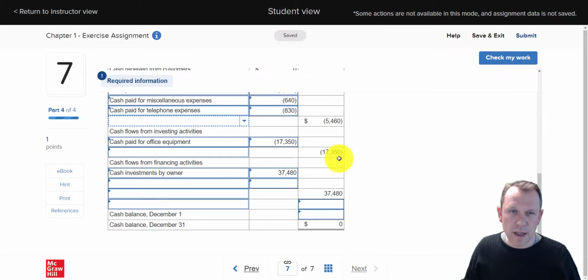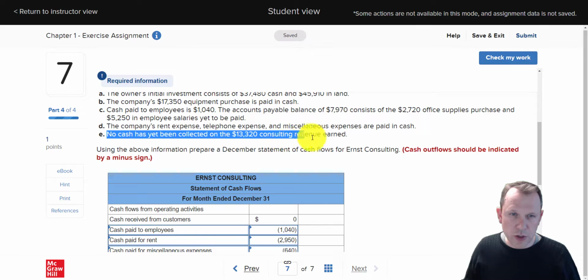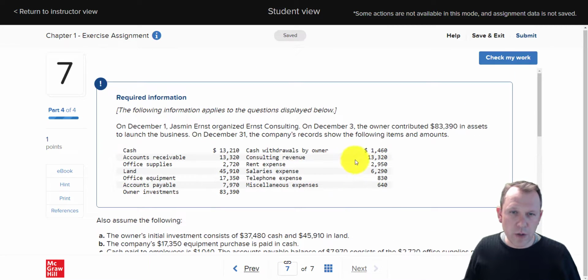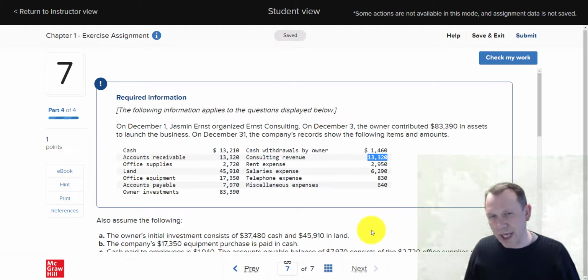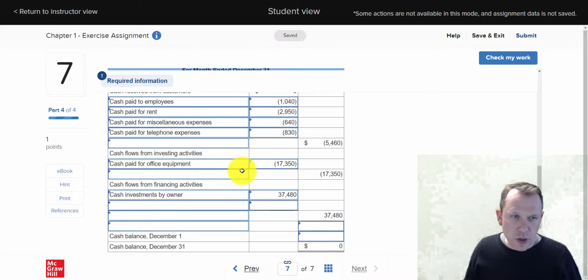Okay. Anything else on this last one? It says right here, no cash has yet been collected on the $13,320 consulting revenue earned. Okay. So we haven't collected any of that. So really, we earned revenue, we haven't received a penny of it yet, though. So hopefully we'll get that pretty soon. Okay, so far so good.